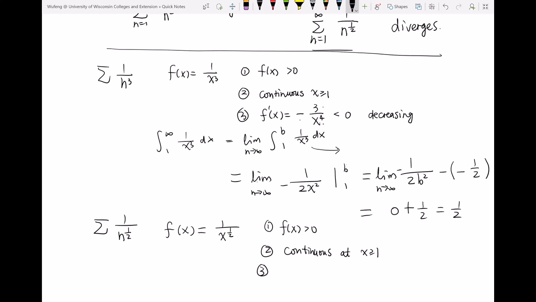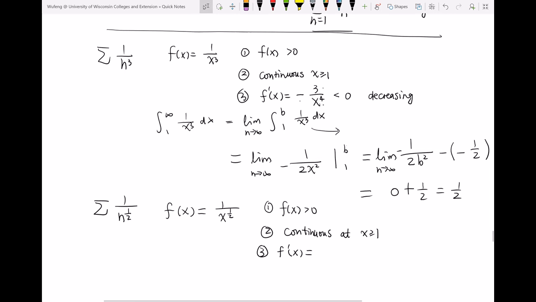Thirdly, we want to check the derivatives. The function is x to the negative 1 half. I would like to ask the student, what is the derivative of this function? We want to know if it's increasing or decreasing, so we have to test the derivative, right? So Ian Cao, could you please tell me what's the derivative of this function?